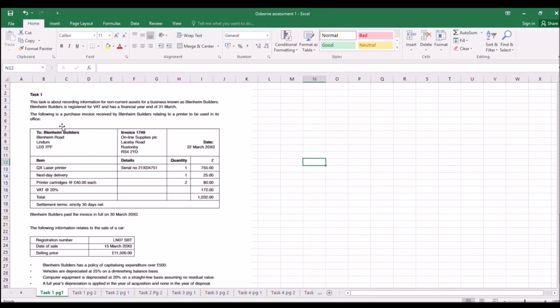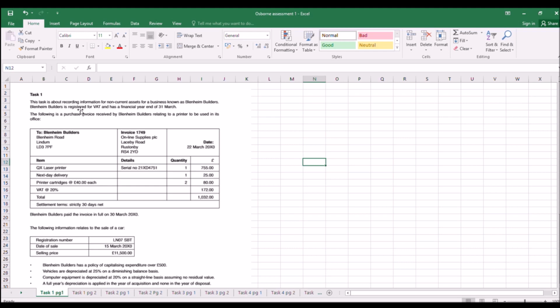Task 1. This task is about recording information for non-current assets. So non-current assets, or a better word for it really, fixed assets. In this case, fixed tangible assets, so assets that you can touch. These are things that are used by the business for more than one year, so things like computers and office furniture, land and buildings, cars, things like that. So that's what we're expecting to see here.